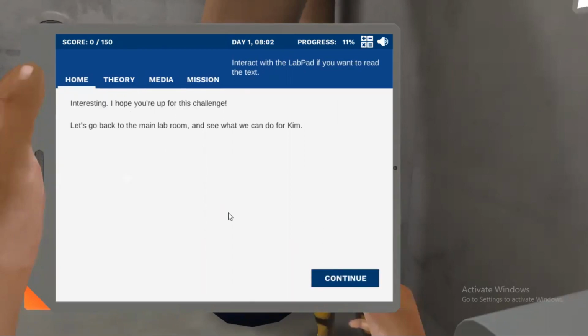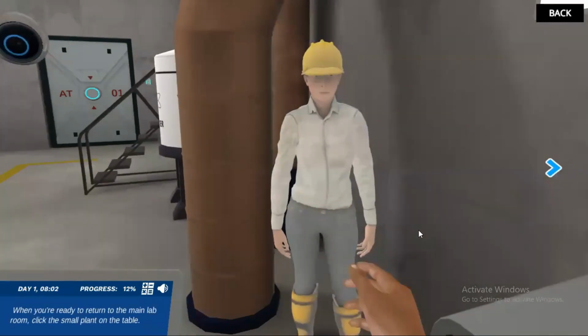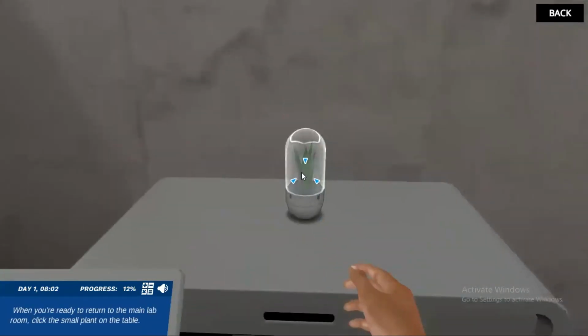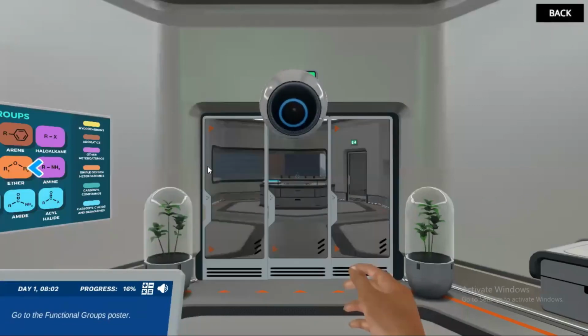Interesting. I hope you're up for this challenge. Let's go back to the main lab room and see what we can do for Kim. When you're ready to return to the main lab room, click the small plant on the table. So that you can help Kim, we need to bring you up to speed on the fundamentals of elimination reactions. Let's start by brushing up on a few key concepts of organic chemistry over at the functional groups poster. Go to the functional groups poster.